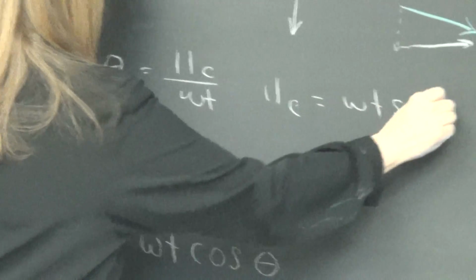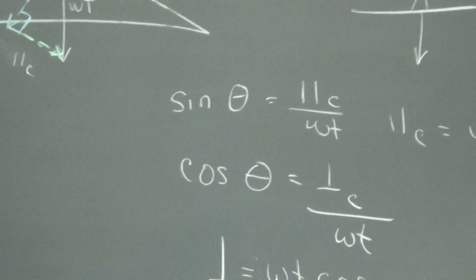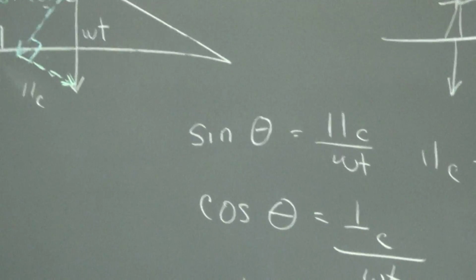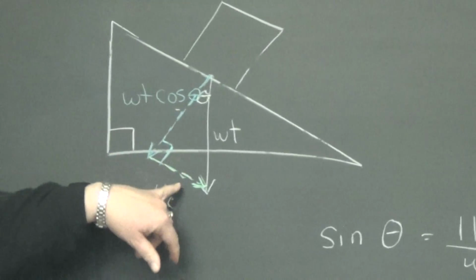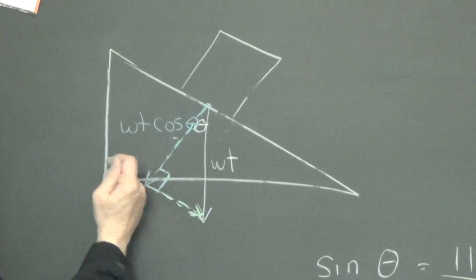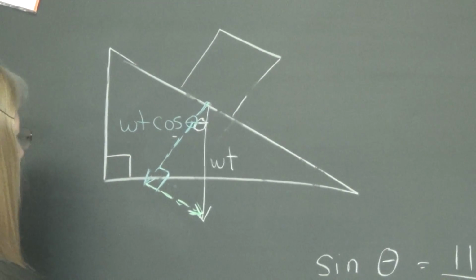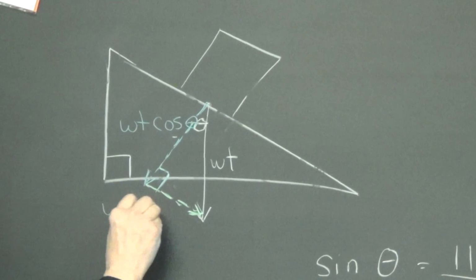theta. And we've seen this happen over and over, where the side adjacent is connected to cosine and the side opposite is connected to sine. So the name of this is weight sine theta.